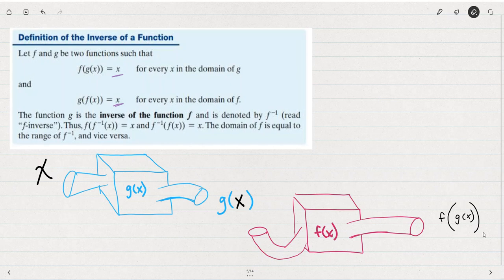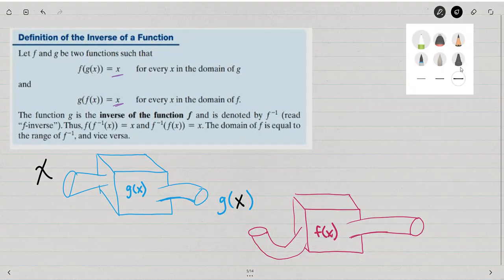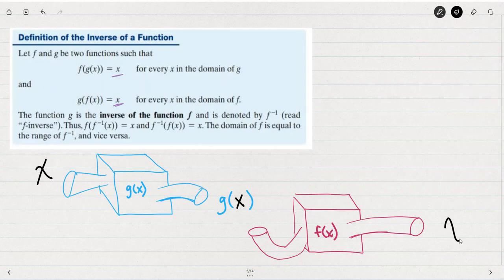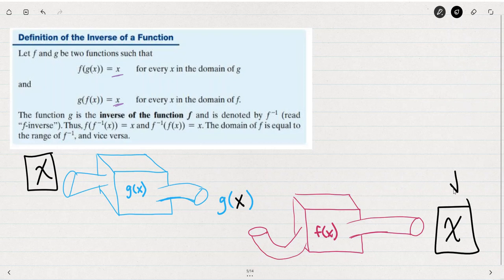But here's what we're looking for. If g and f are inverses of each other, that's a better way to say it, then what's going to come out is an x. You start with an x and end with an x, then we would call those inverses. I could reverse the order here also. Can you picture going backwards?